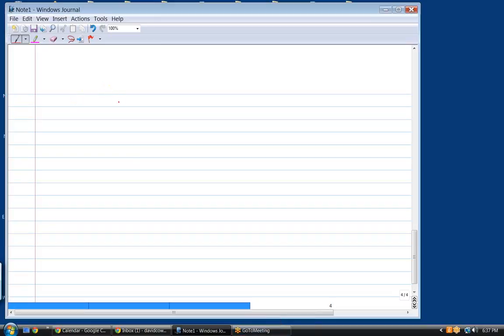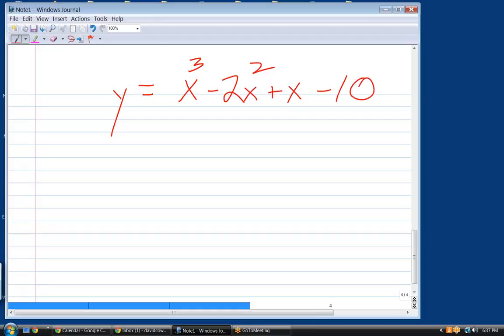If you have a polynomial like that, the end behavior is a function only of the highest degree term. You can throw away the rest of it. So if I say, what happens to y as x goes to infinity, the answer is what?